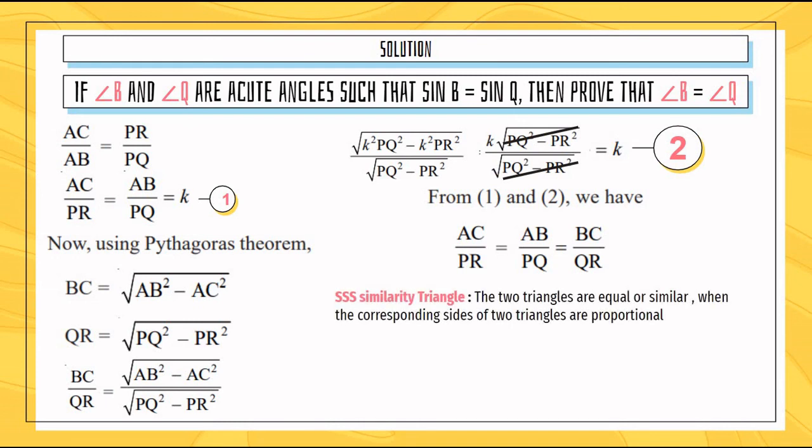So from SSS similarity of triangles, we get to know that two triangles are similar when the corresponding sides of two triangles are proportional. So this is the property that we have regarding SSS similarity of triangles. So from that we can say that triangle ACB is similar to triangle PRQ. If they are similar, we can say that the corresponding angles are equal. So angle B would be equal to angle Q. So that's what we were asked in the question. We were asked to prove that angle B is equal to angle Q.